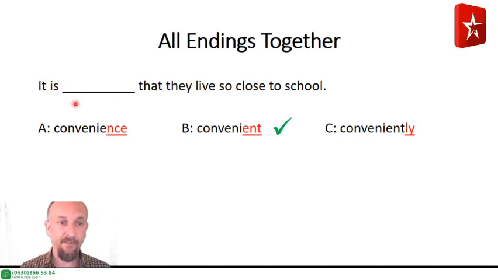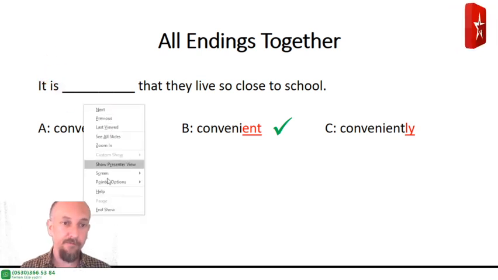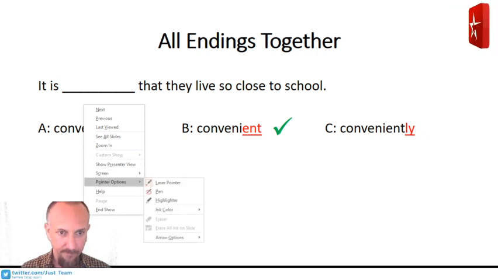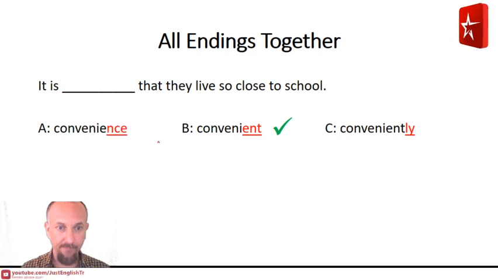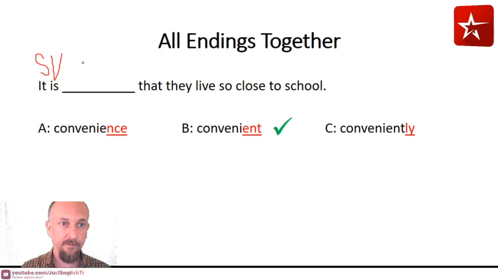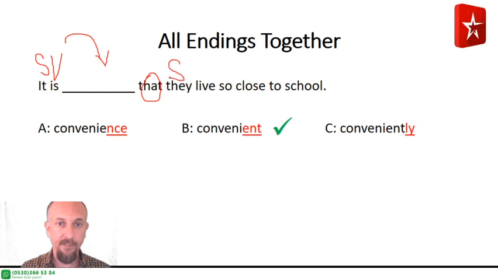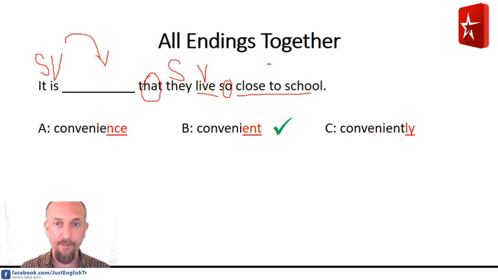It is convenient. If you remember from the previous one, if I can get the pen back up, pointer options and the pen. We've got that subject. Here we have that verb. So we need something here. Then we've got that connector again here. Then we have that subject. Let's make sure we've got a verb. Yep, there's our verb. It's so close. Then we've got a quantifier. And then we have so close to school. This would be what we call a complement. It's not really important at the moment.